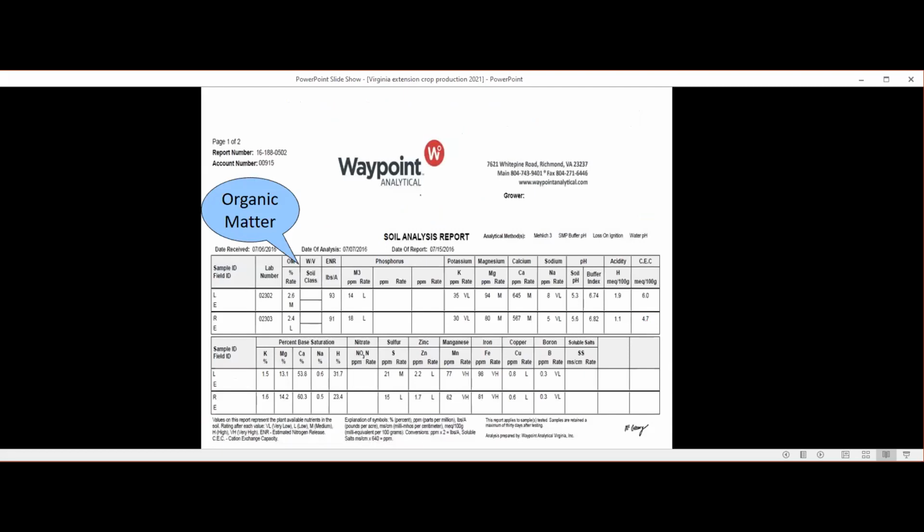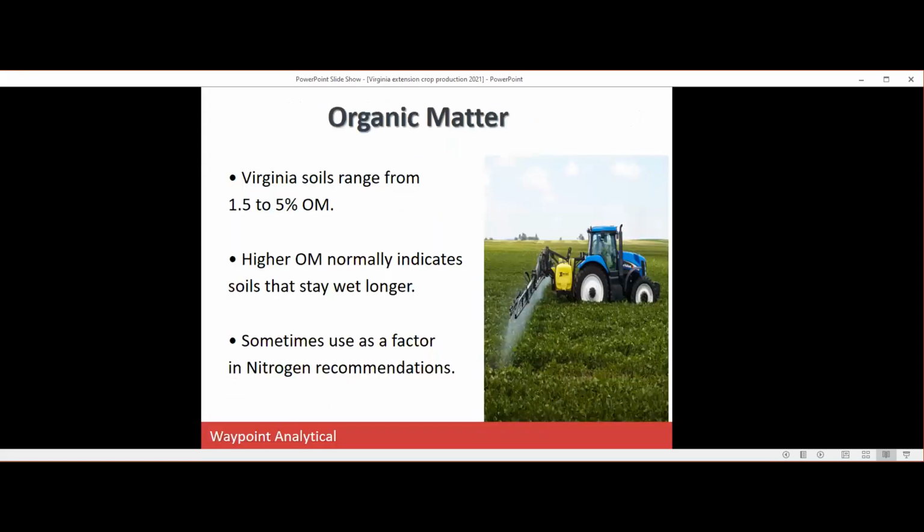When it comes to organic matter, again, this is something that we can increase through no-till practices. We're not going to go out and incorporate a bunch of compost into an acre or two. Pretty much putting on no-till cover crops is the best way to improve this. Generally in Virginia, we range somewhere between 1.5 to 5% organic matter. The one thing that organic matter will indicate is that where you see higher organic matter contents, it normally tells us that the soil stays a little bit wetter and cooler.